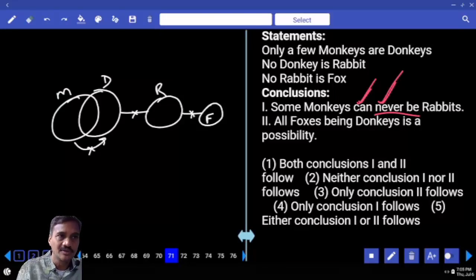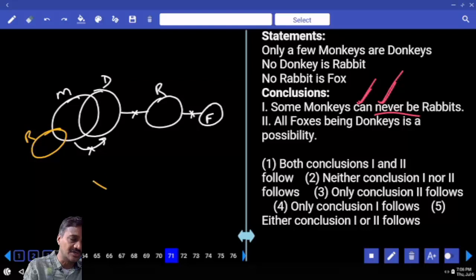Now we need to check out whether some of these rabbits can be monkeys or not. Can we write rabbit like this or not? Yes. By doing so, what happens here? We have proven a case where some monkeys are rabbits is true. As some monkeys are rabbits is possible, he is claiming that it is not possible, that will be false.